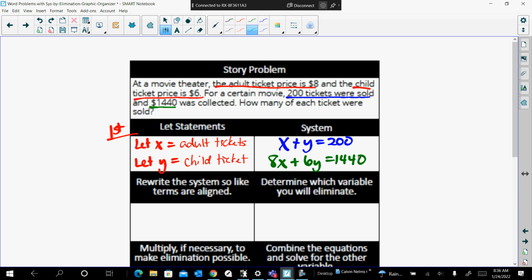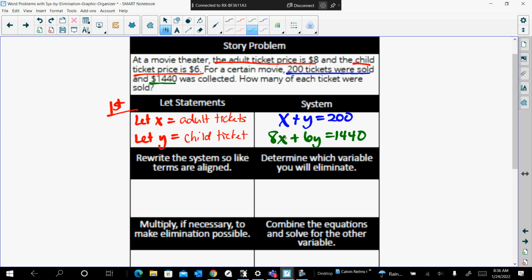Okay, do we need to rewrite the system so the terms are aligned? Are x's lined up, y's lined up? Yeah, we don't need to do that. Okay. Determine which variable we want to eliminate. So which of the two would you want to try to eliminate? Okay, so we're going to put y. I'm going to write that in. We're going to eliminate.